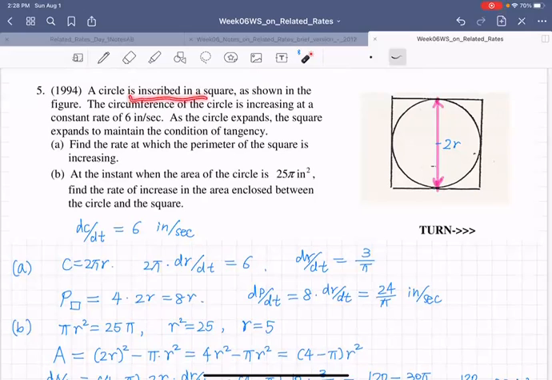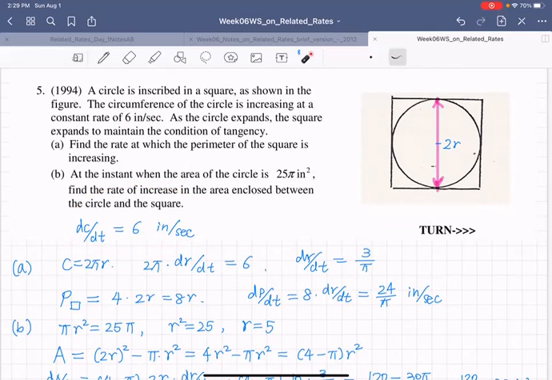Okay, so we start reading. This circle is inscribed in a square. If you see a circle inscribed into a polygon, it is saying this is tangent to each other, okay? The circumference of the circle is increasing at a rate of 6. If I use C to represent the circumference of the circle, this will be dc over dt, correct? Okay, so this is dc over dt.